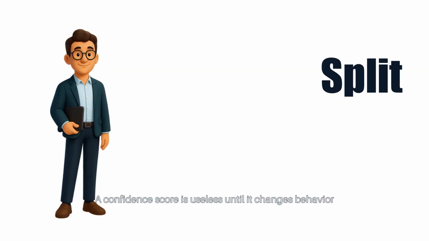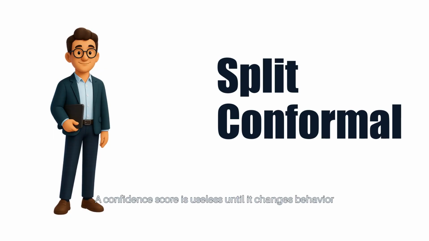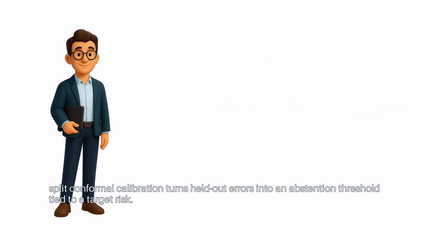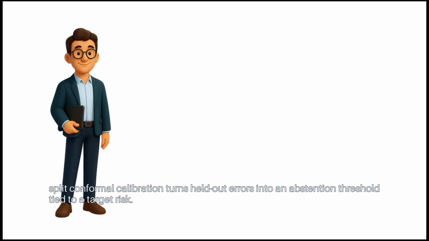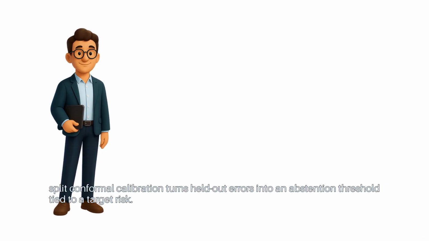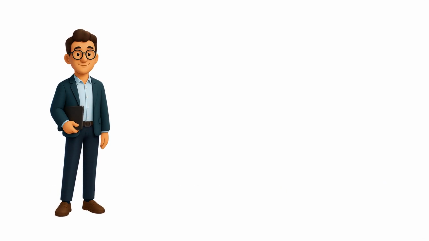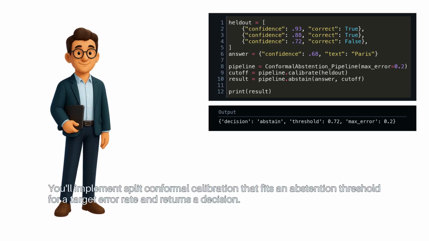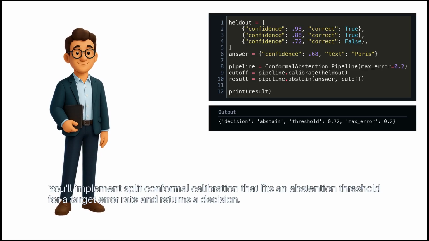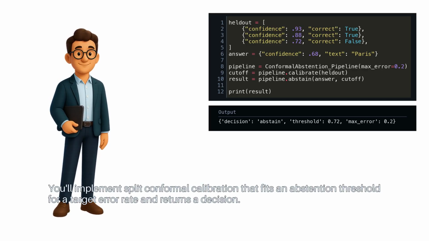A confidence score is useless until it changes behavior. Split conformal calibration turns held-out errors into an abstention threshold tied to a target risk. You'll implement split conformal calibration that fits an abstention threshold for a target error rate and returns a decision.